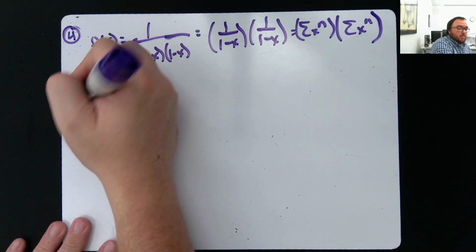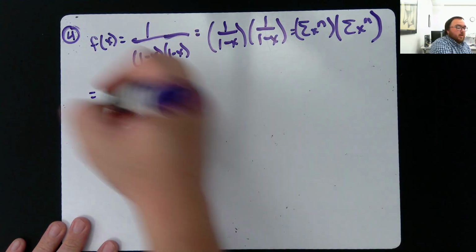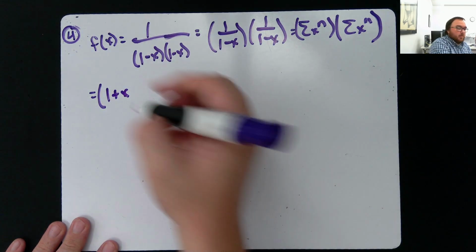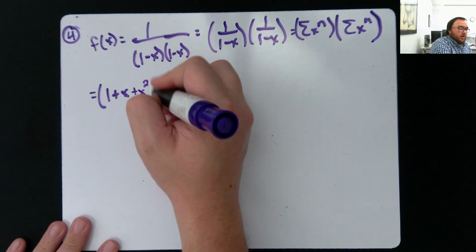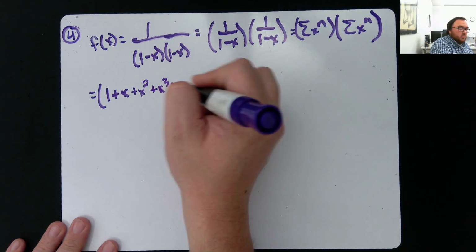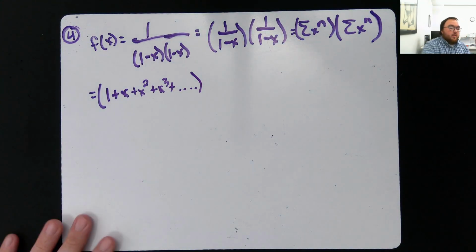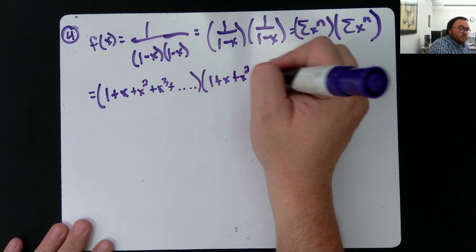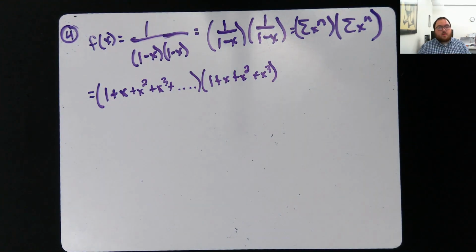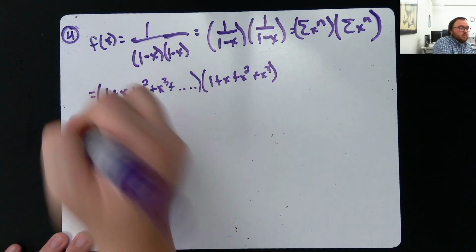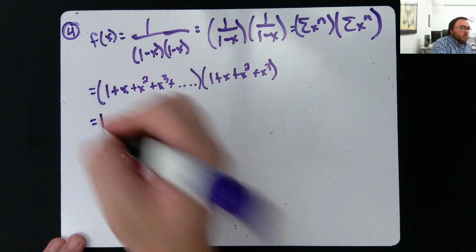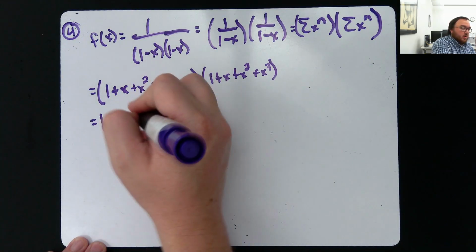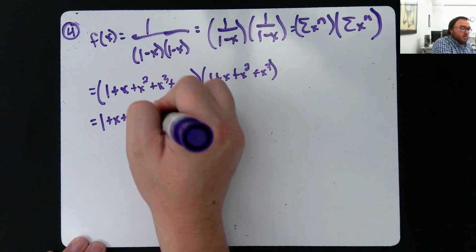So the sum of x to the n: plug in 0 and you get 1. Plug in 1, you get x. Plug in 2, you get x squared. Plug in 3, you get x cubed. On and on. Then the same thing here, because it's the same. So for this one, 1 times 1 is 1. 1 times x is x. 1 times x squared is x squared. 1 times x cubed is x cubed.